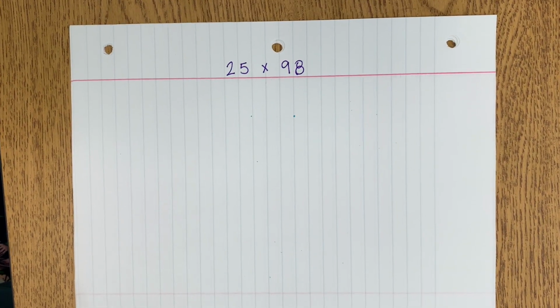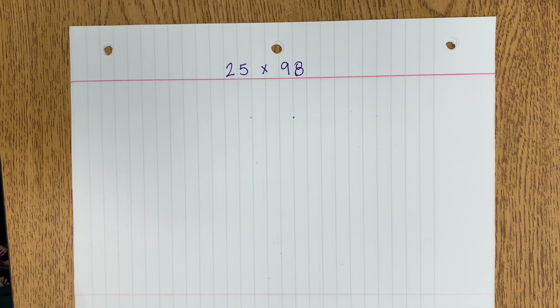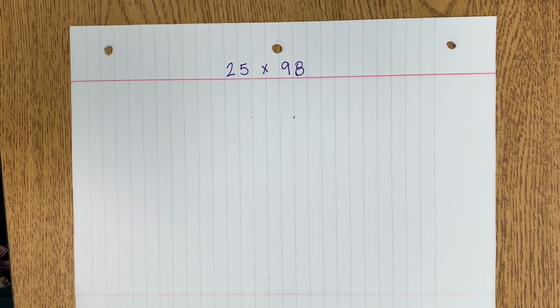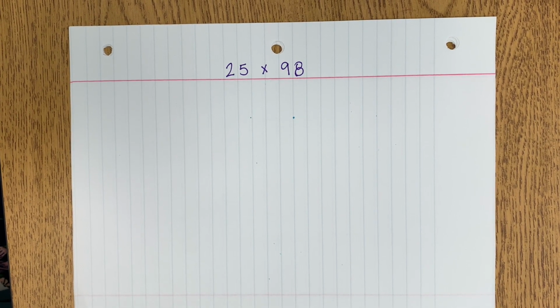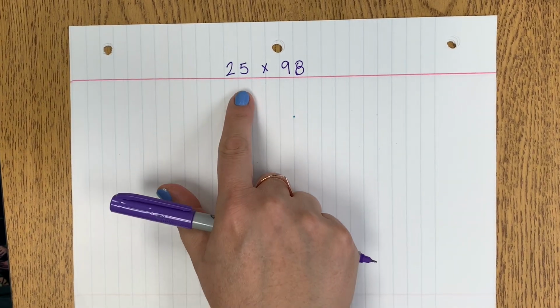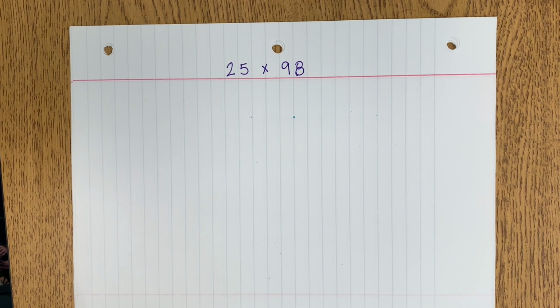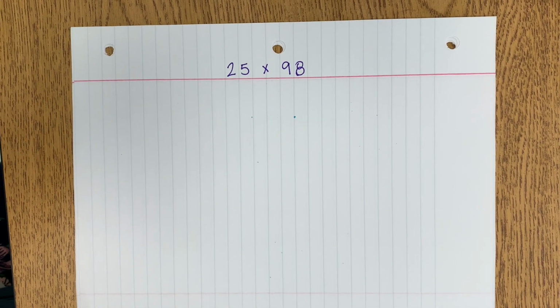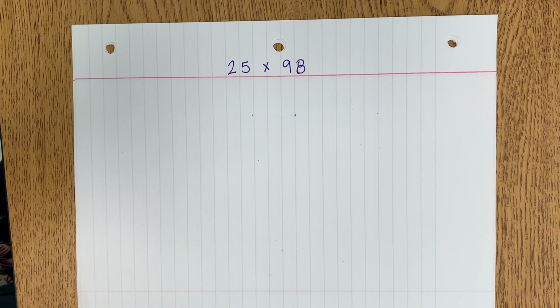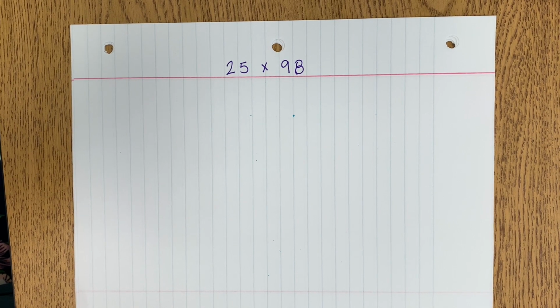All right, we're gonna try one more 2-digit by 2-digit problem with area models. Again, I want you to pause the video here, write the problem, 25 times 98, and then attempt to draw your own area model and do all of the parts on your own. Once you think you have the answer, then I want you to press play again.